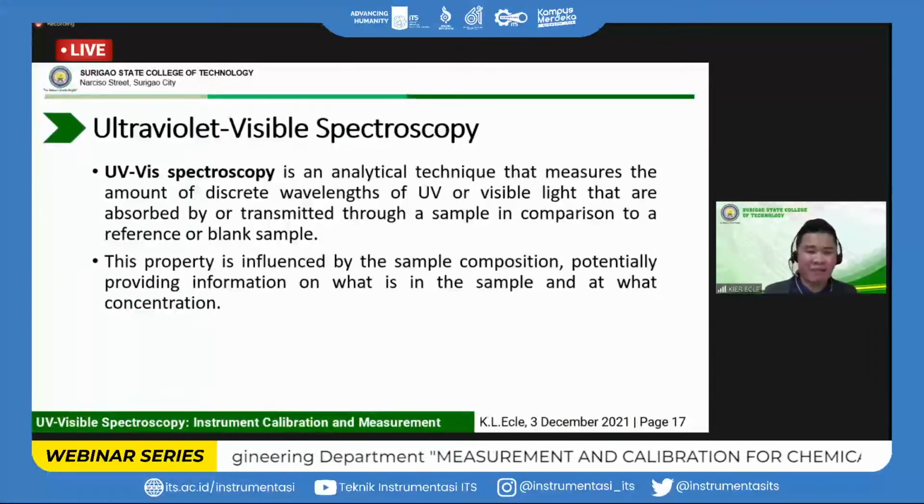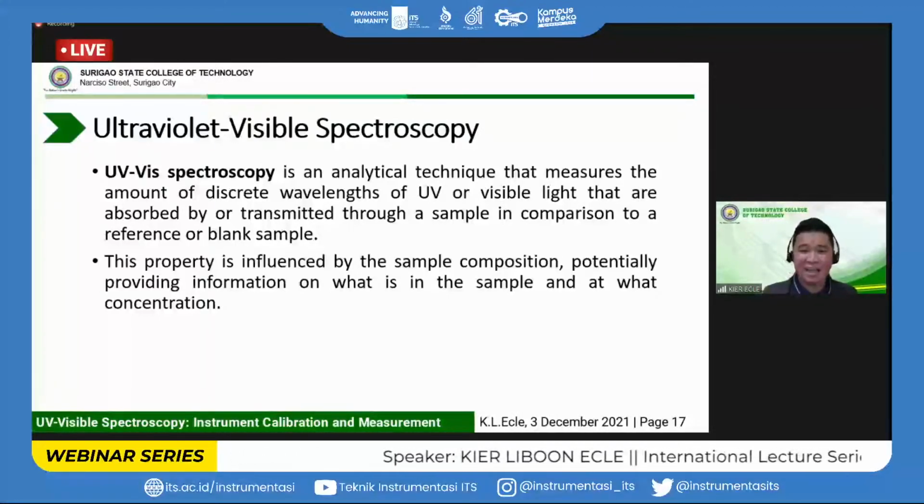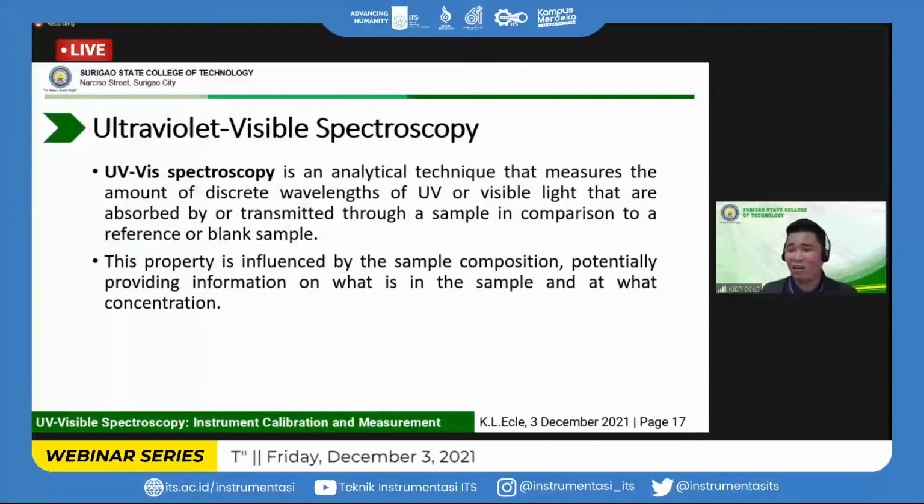You must have a reference point in order to determine if this spectroscopy gives you accurate and precise data. You must have blanking, because blanking also leads to the calibration of this particular instrument. If it won't give you accurate or precise data or a linear curve, then the data that you collected in the instrument are not valid or not reliable.